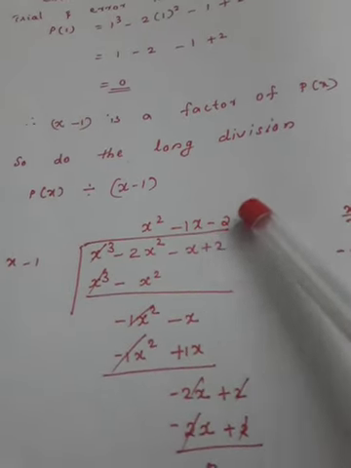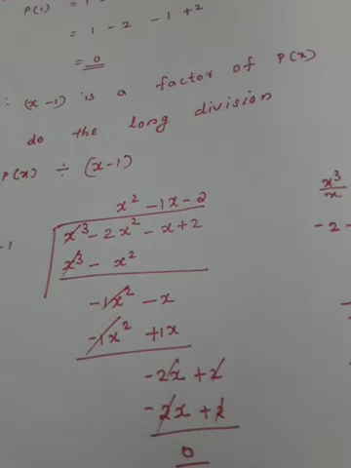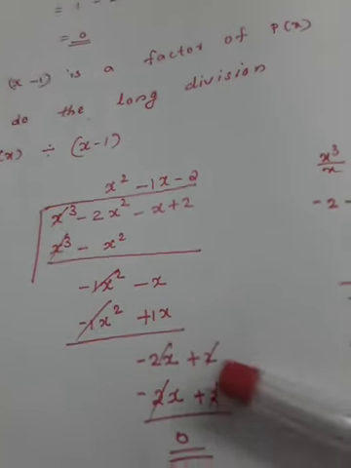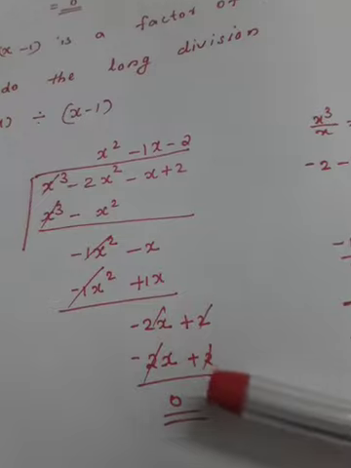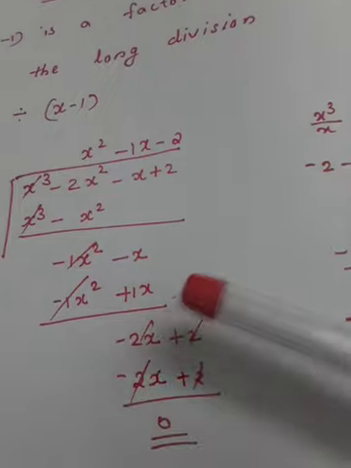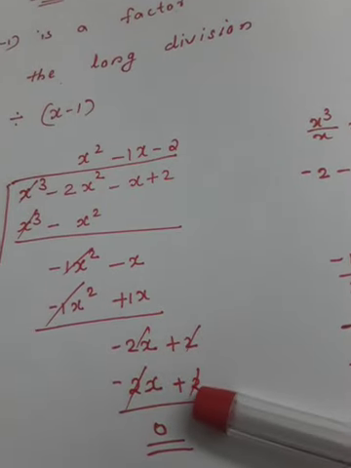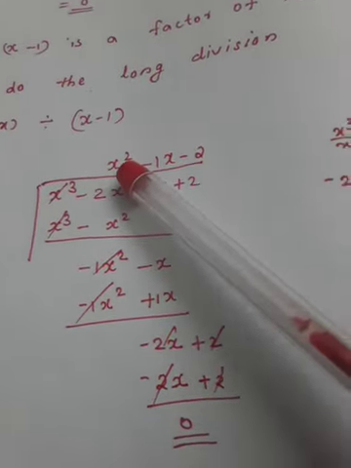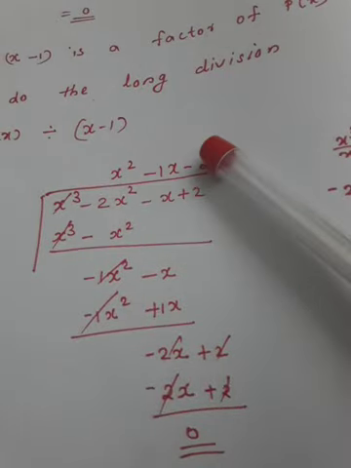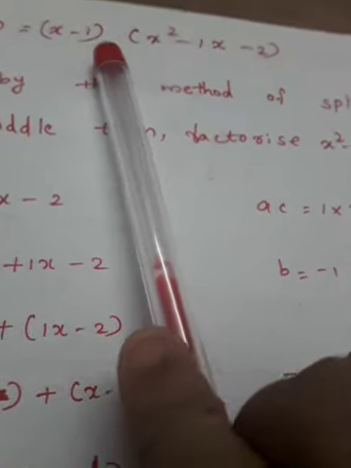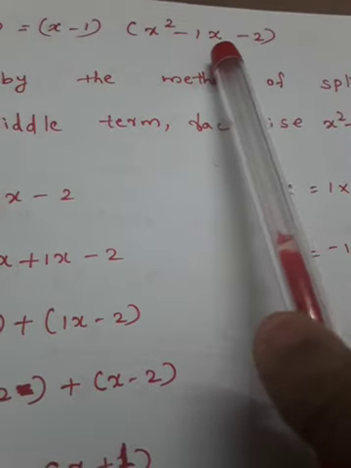Then multiply negative 2 by x minus 1. Then what we will get? Negative 2x, and negative 2 into negative 1 is plus 2. Now subtract. Then we get 0 because the minus 2x are the same. When we subtract, they will be cancelled. 2 minus 2 is also 0. So we got the remainder as 0. Remainder 0 means this is a factor. This is another factor of this polynomial p of x. That means we can write p of x equals x minus 1 into x square minus 1x minus 2.